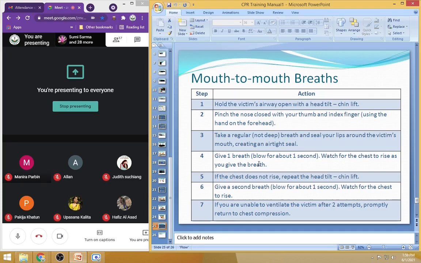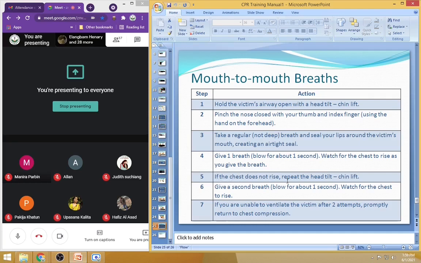Because the lungs will expand, you will see that while breathing. When you check the breathing of the patient, you look at the chest. Likewise, when you blow, the chest has to rise, okay? That is the correct method. If it doesn't rise, it means you are not blowing properly.